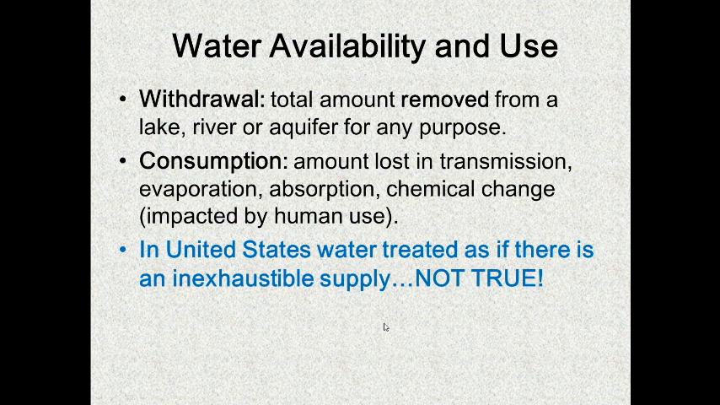In the United States, we tend to treat water as if it's an inexhaustible supply. This is certainly not true. Think about what's going on with the drought in California. All of the farmland that was put in place is now running into serious problems because the precipitation hasn't happened, and therefore they can't irrigate. The breadbasket is drying up. What can we say?